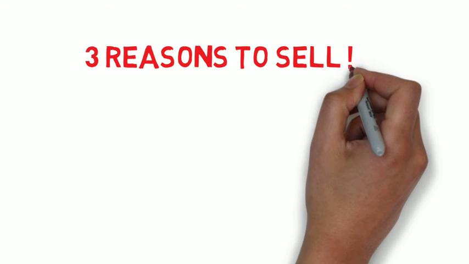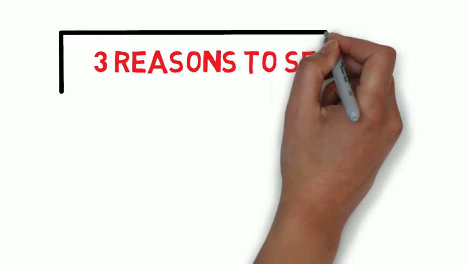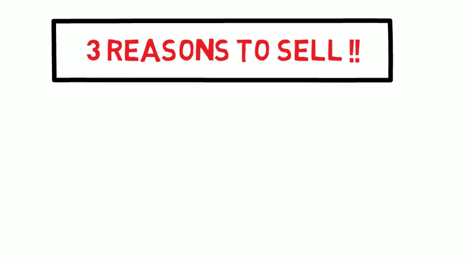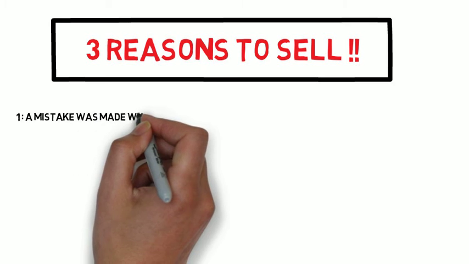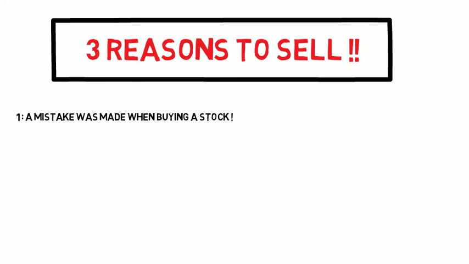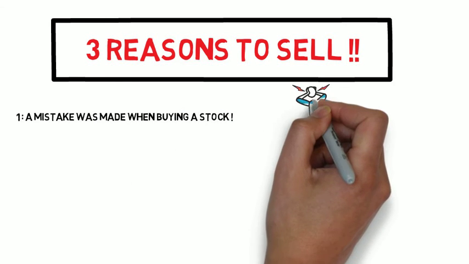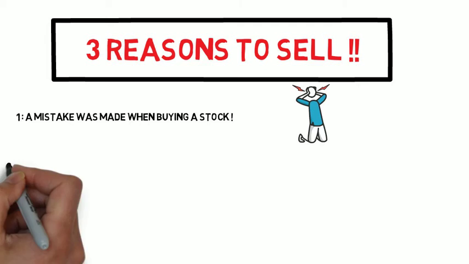But after completing the scuttlebutt method, he explains when you should sell, and here are his 3 reasons why. Reason number 1 is one of the most obvious: a mistake was made when buying the stock. You might have missed one point in this method and made a purchase that you really shouldn't have. Reason number 2 to sell is they no longer meet the scuttlebutt guidelines.